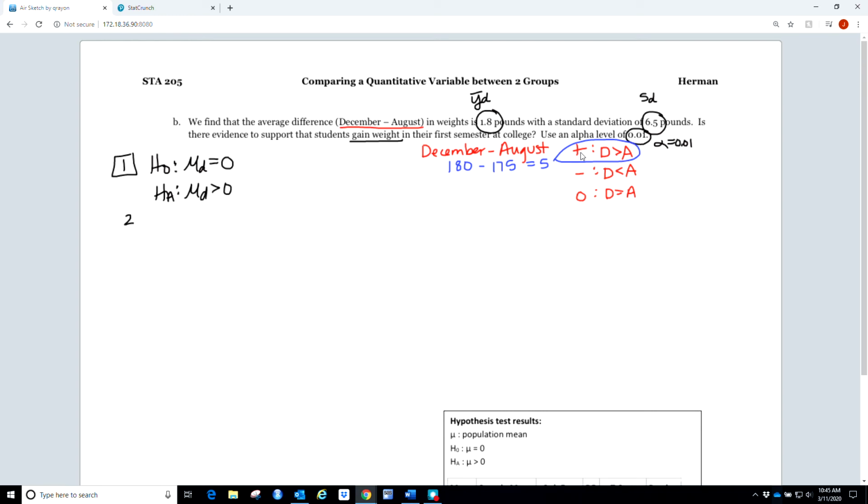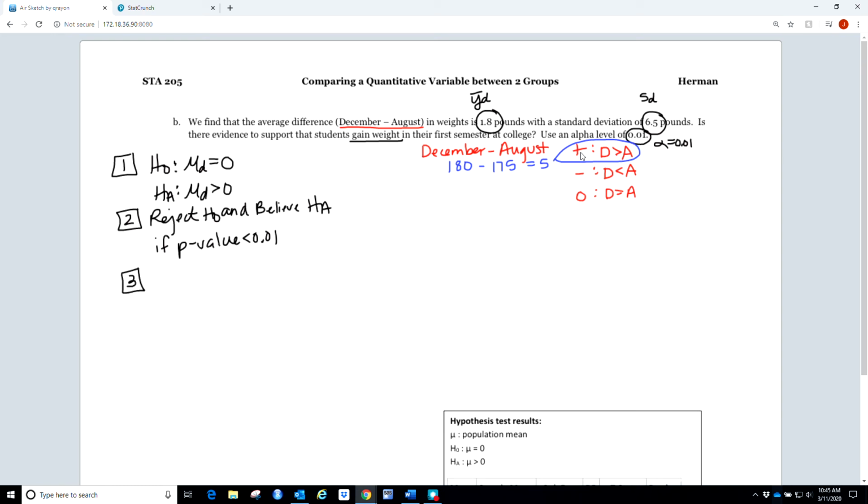For our second step, we have that same decision rule that we always have had, so we're going to reject the null and instead believe the alternative if our p-value is less than our significance level of 0.01 given to us.